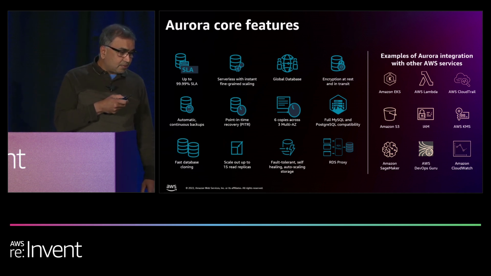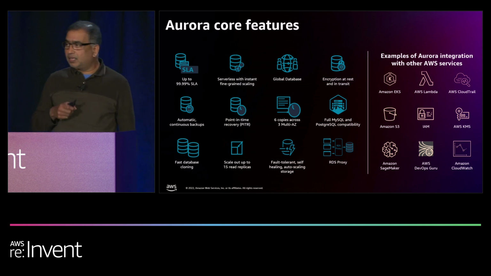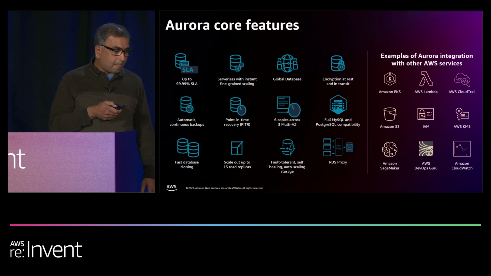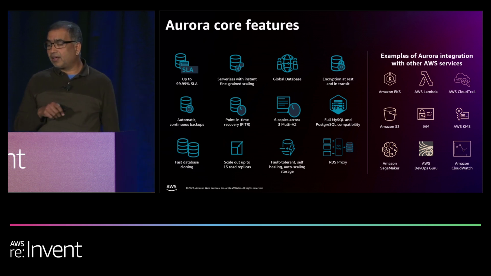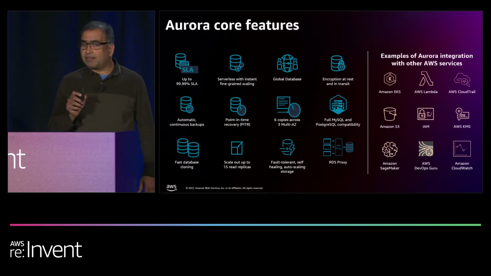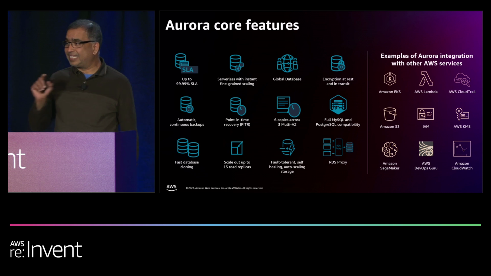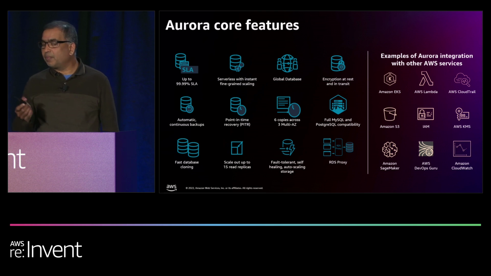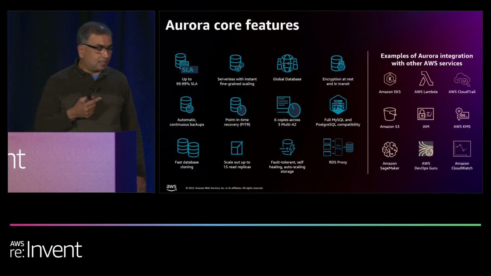And the other one is it automatically backs up. It does the recovery also. 6 copies across 3 availability zones is already automatically done by Aurora. That means every data set in 10 gig increments is copied 6 ways. So even if 3 copies fail, it can still take reads. If 2 copies fail, it can still take writes.